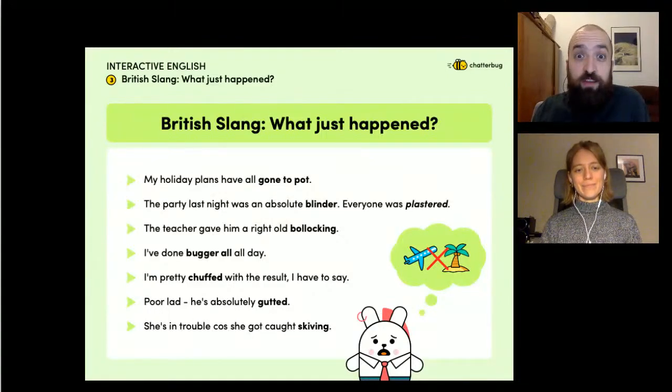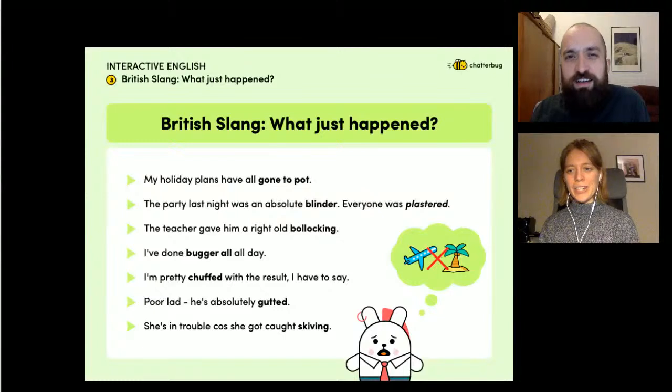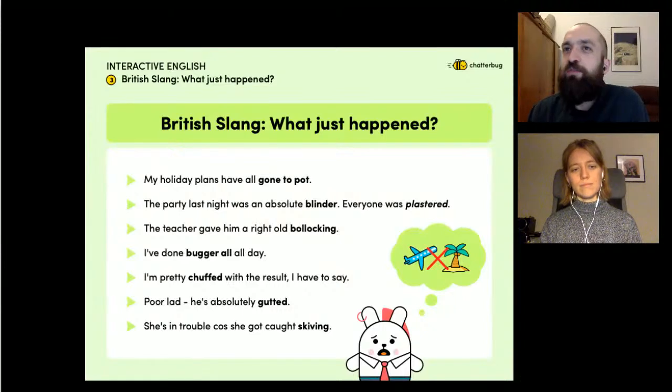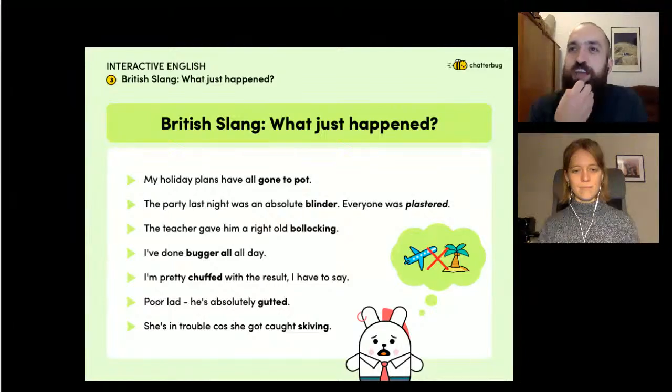I got bollocked by the teacher. I imagine a teacher hitting a child on the buttocks to punish them back in the day when that was still allowed. Yeah. As far as I remember, it was just being really talked to, an angry teacher telling you off for something. So the full sentence is, the teacher gave him a right old bollocking. I'm not sure what he did, but he has detention for a week.